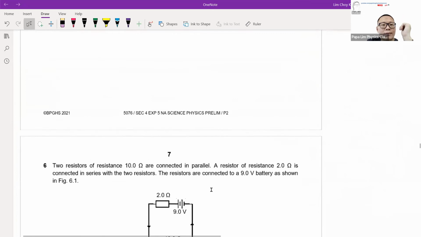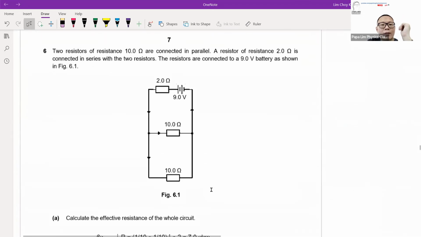Question 6. We have resistors in parallel. It looks like all the 3 are in parallel at one look, but be careful of the arrangement. These 2 are in parallel, yes, definitely. But take a look at this, they are not in parallel. It doesn't mean up and down is parallel here.